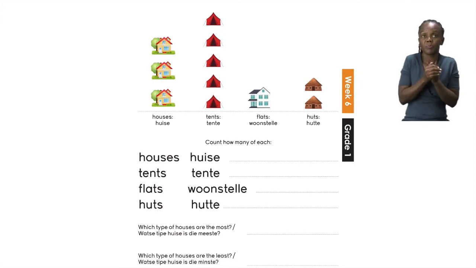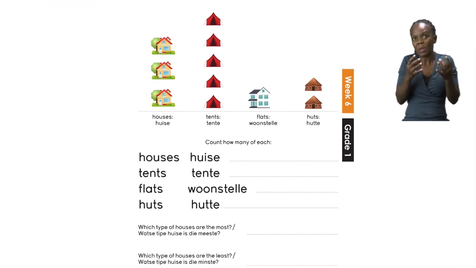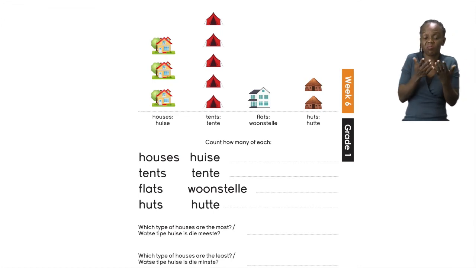I am going to do the first one with you, and the first one is saying houses. How many houses can you see? Let's count. 1, 2, 3. There are 3 houses. So, may you please write the number 3.